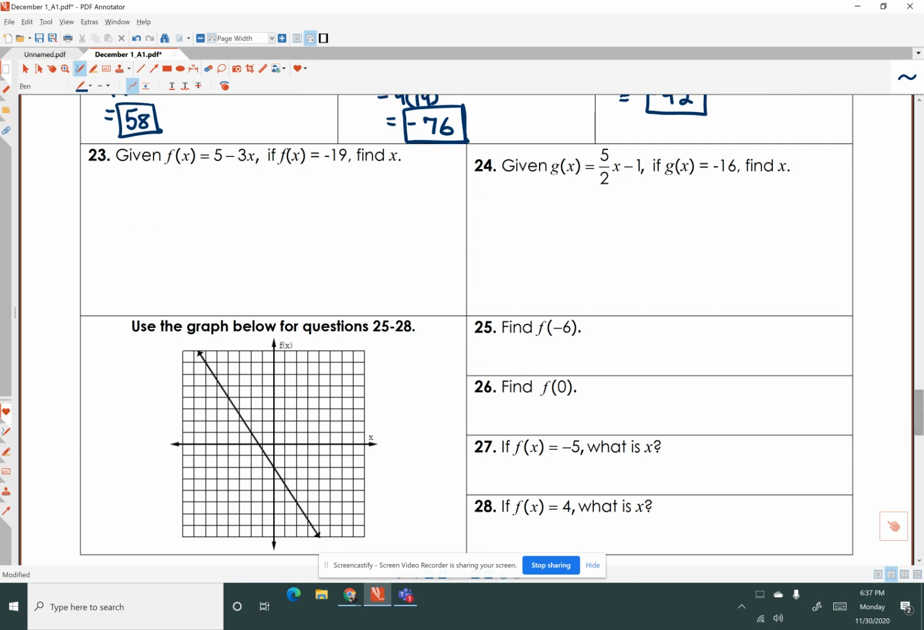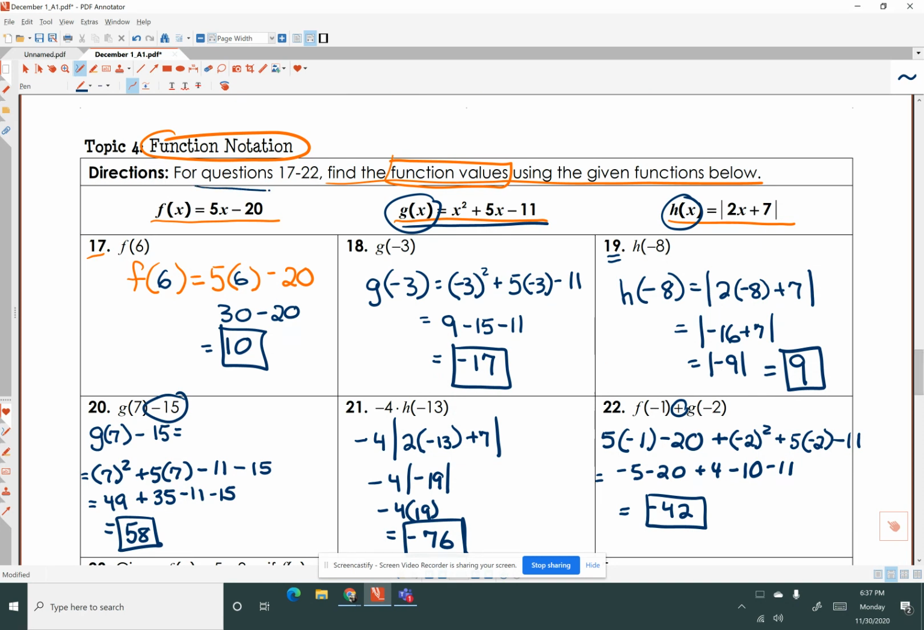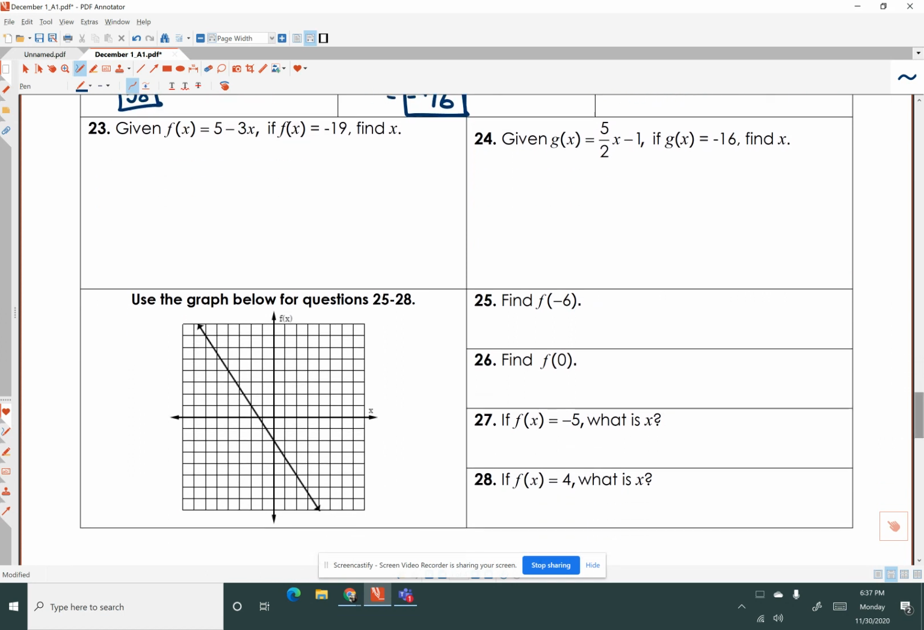Number 23, given f of x. Now, we have moved away from this problem set. These directions were for 17 through 22. Now we've got new functions here. Number 23, given f of x equals 5 minus 3x, if f of x equals negative 19, find x. All you do is simply set this function equal to negative 19. So it would be negative 19 equals 5 minus 3x, and then you just solve for x.